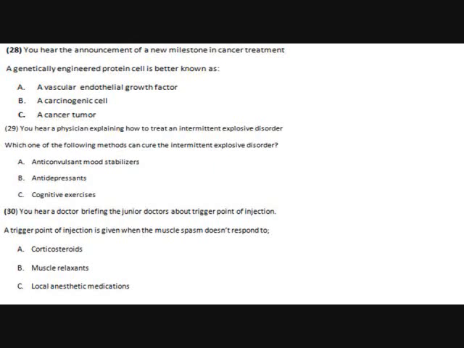Question 28. You hear the announcement of a new milestone in cancer treatment. Now read the question.